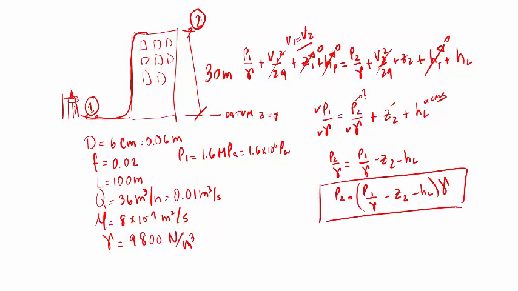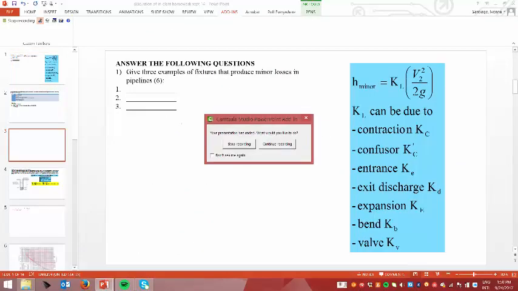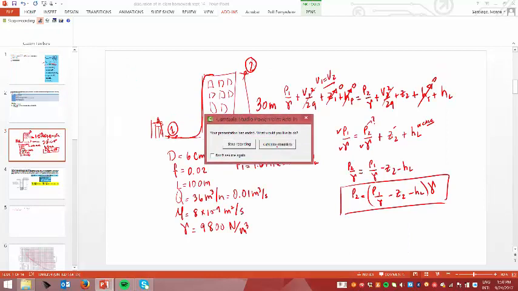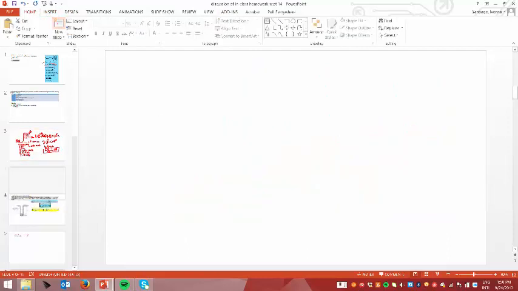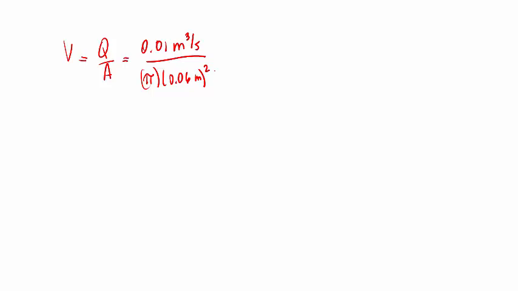So the first question was, let me add another slide. So the first question is what is the velocity? And the velocity, of course, is Q divided by A, and the Q is 0.01. We want to work with the basic units, so we don't have to worry about conversions. And then the area is based on the diameter, so it's pi, the diameter is 0.06 meters squared over 4. So here the velocity is 3.54 meters per second.